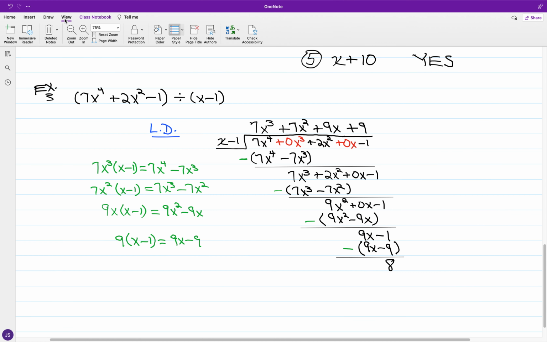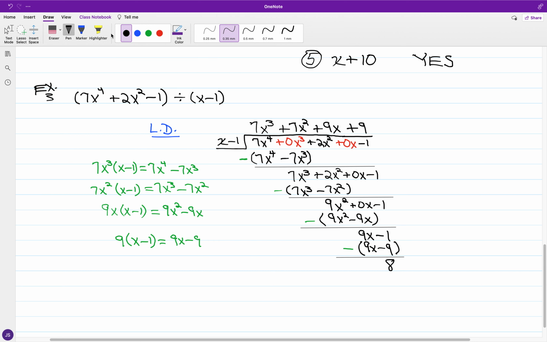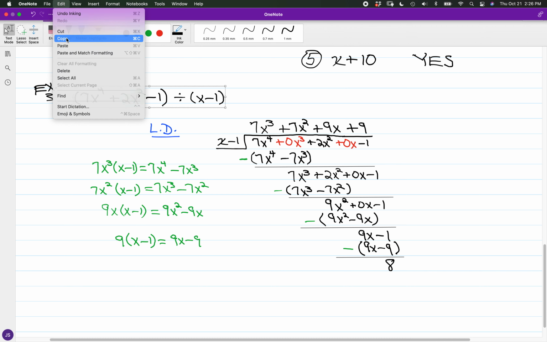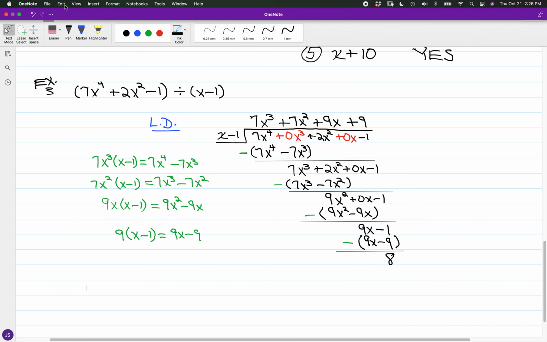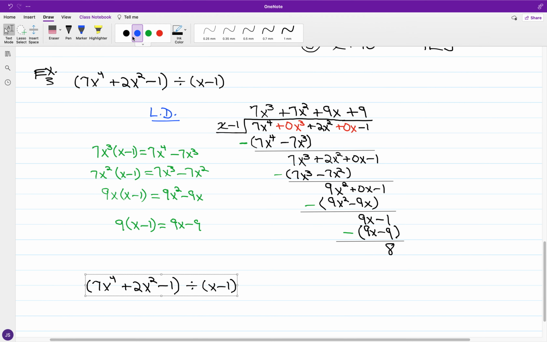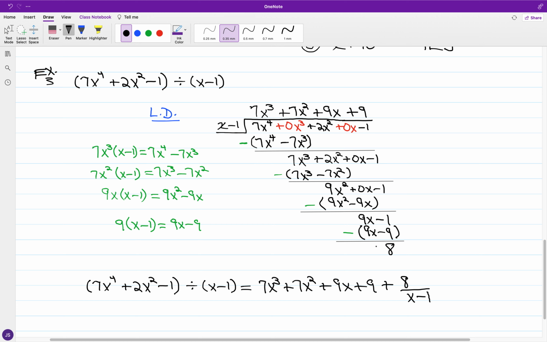So for what we have in this particular layout, just putting in quotient and remainder over divisor terms, this will come out as 7x cubed plus 7x squared plus 9x plus 9, and you have plus 8 all over x minus 1. So this will be the layout for what we have in the case of the long division.